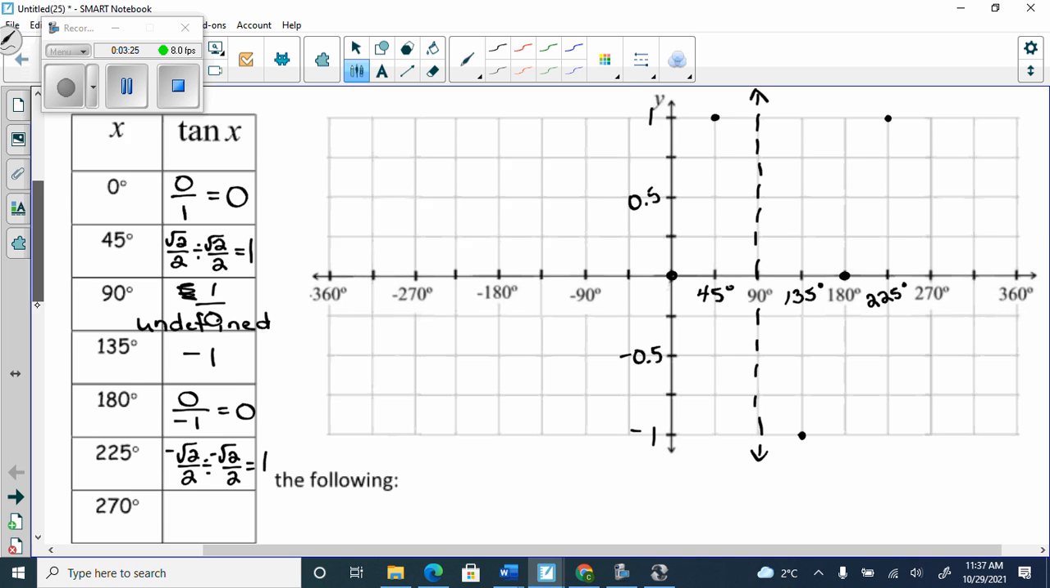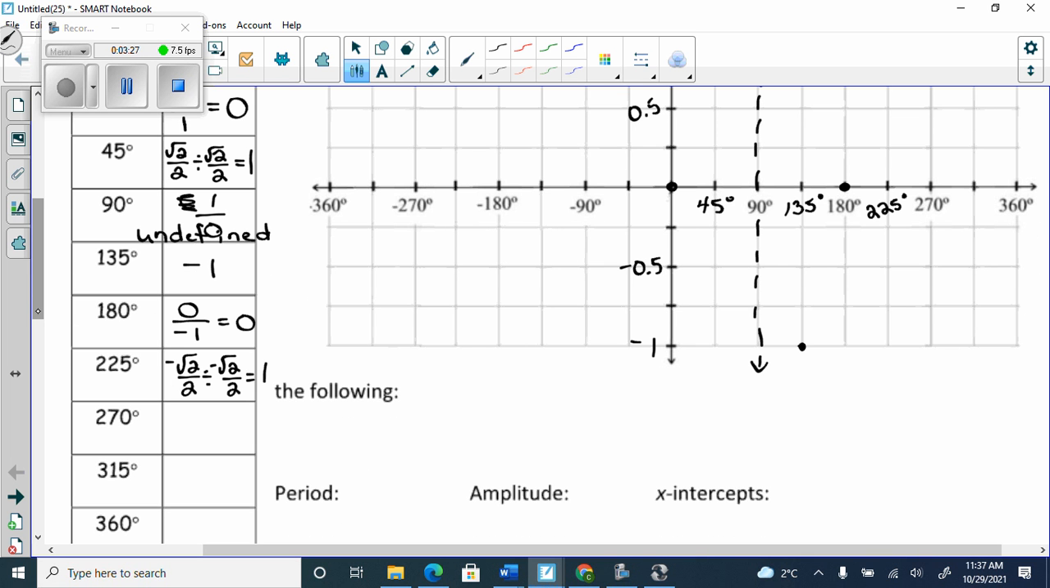270. What's my Y at 270? Negative 1. What's my X? What happens? What do we get? A vertical asymptote.